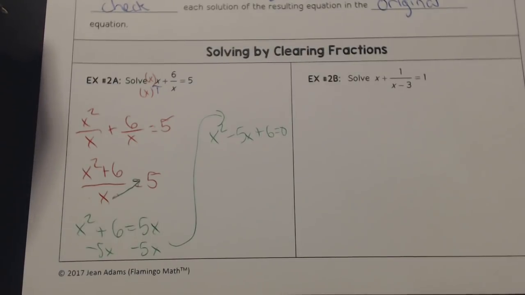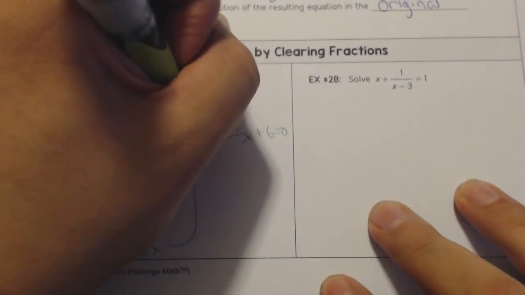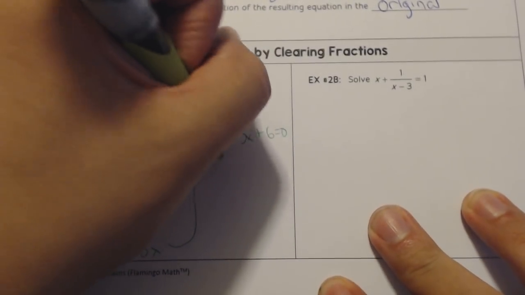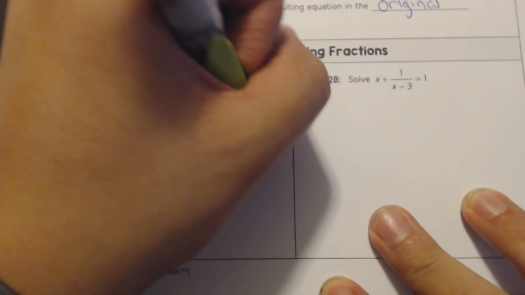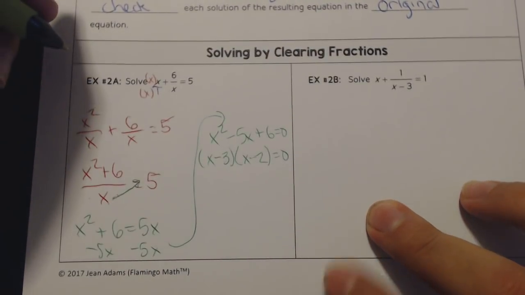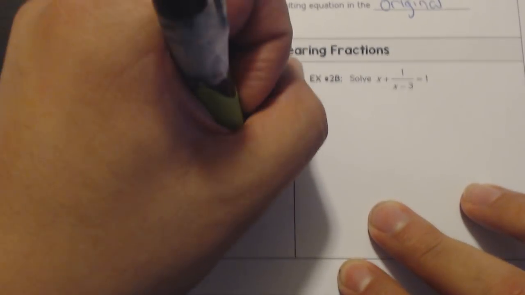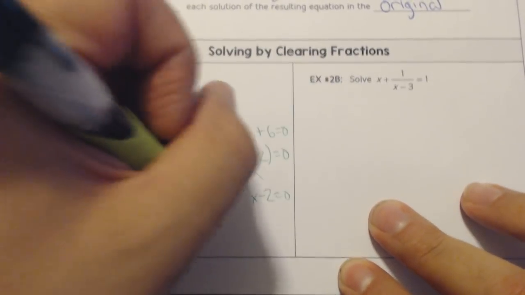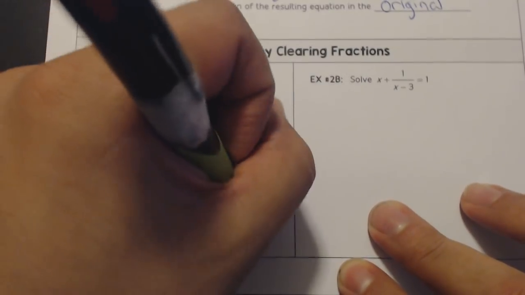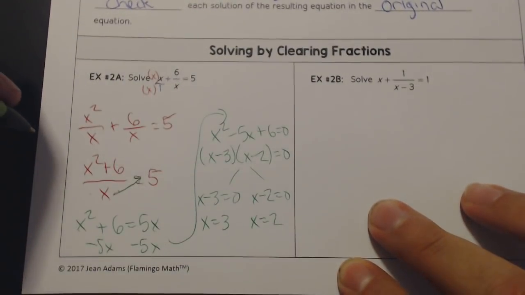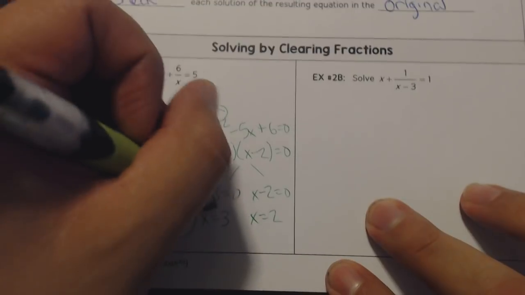In doing so, we can say this factors to be x minus 3 times x minus 2, and that's equal to 0. We branch it out and find that x minus 3 equals 0 and x minus 2 equals 0. Therefore, x must equal 3 and x equals 2. And we've solved for x. These are our answers.